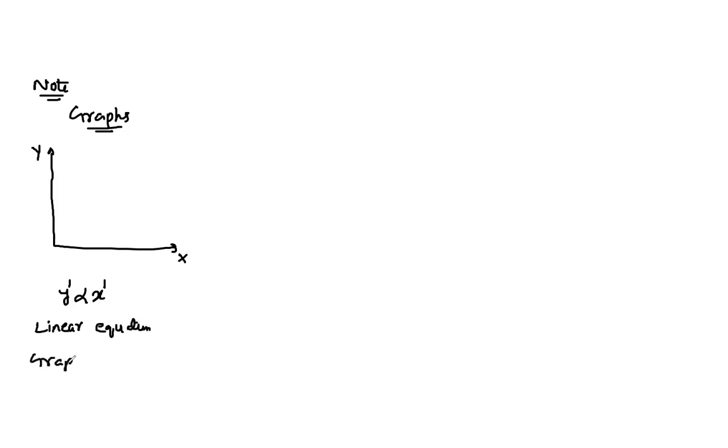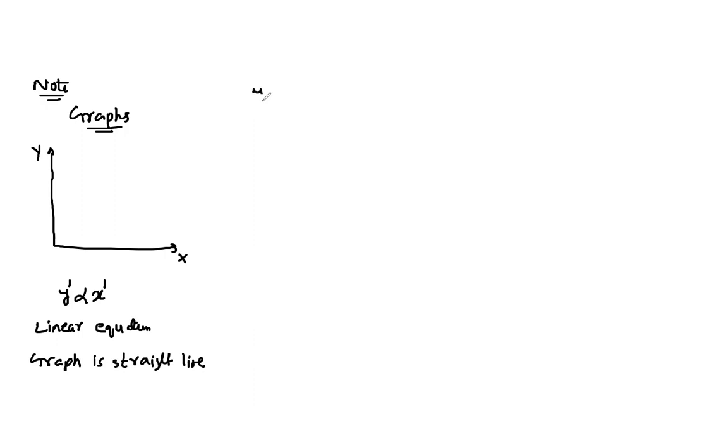Some basics of graph. So this is the x-axis. This one is the y-axis. If you have an equation of this form, y is proportional to x, the power of x is 1, the power of y is 1, this is known as a linear equation. If your equation is linear, then the graph is a straight line. So for a linear equation, the graph is always a straight line.